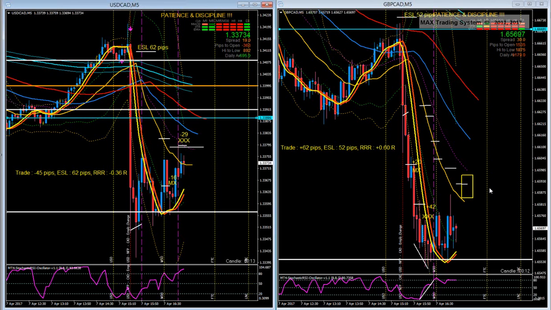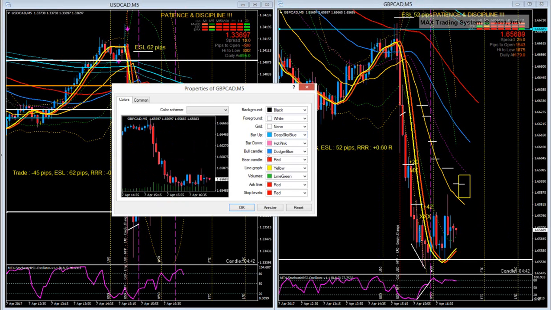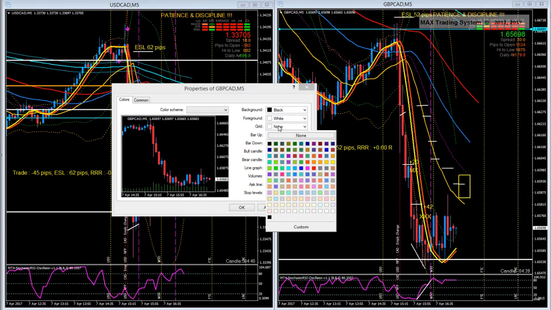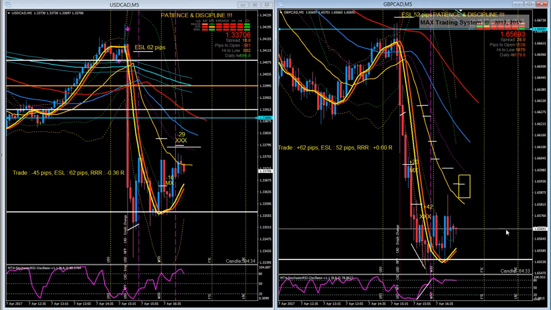If you want to convince yourself about opening a trade on the first candle after the news release, you can do the following. You see here I don't display the horizontal line corresponding to the bid price because it is hidden by that white rectangle. It's because I have set my grid to none. So if I set my grid to white, we will see the bid price.